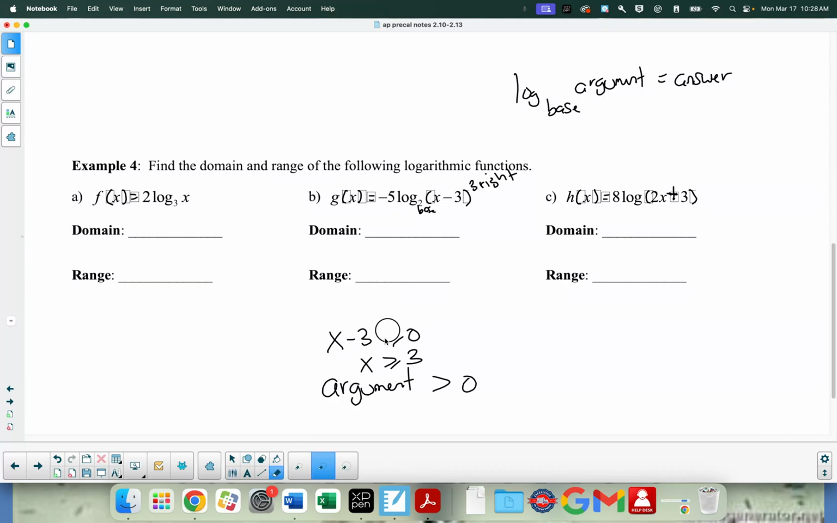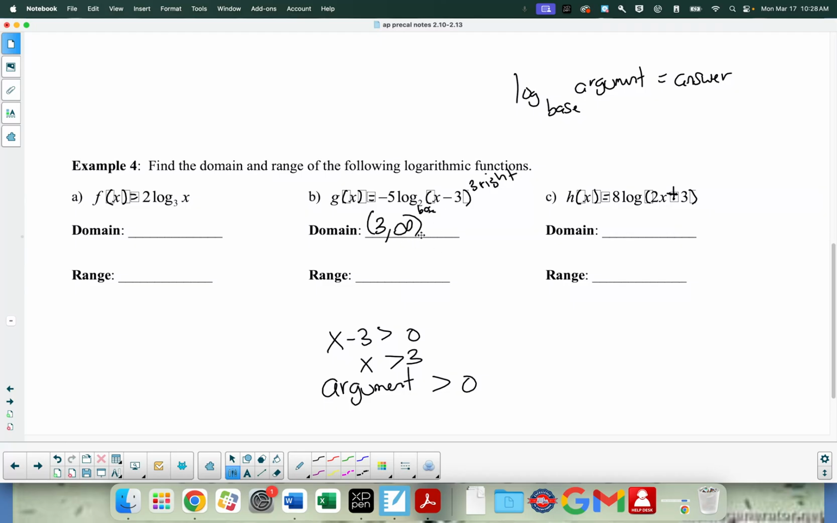Because your log actually can't equal 0. There's no way to raise anything to a power to get it to equal 0. So it's strictly greater than. So that means that your domain, everything would have to be greater than 3 in this case, so it's 3 to infinity.